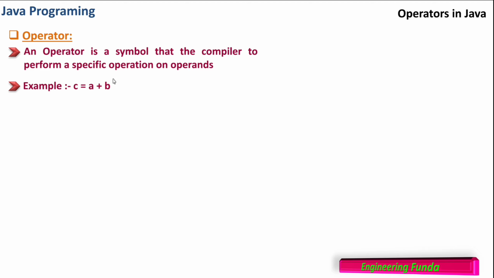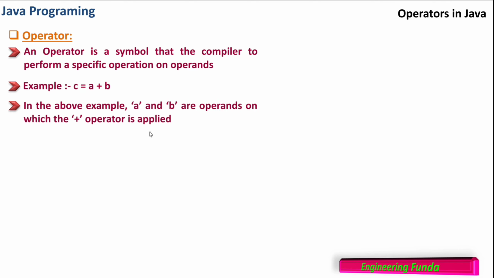So this is an expression in Java where this plus is an operator and A and B are the two operands. Same way, equal to is another operator, and C and the result of this are the two operands for this operator. In the above example, we can see that A and B are operands to which the plus operator is applied.